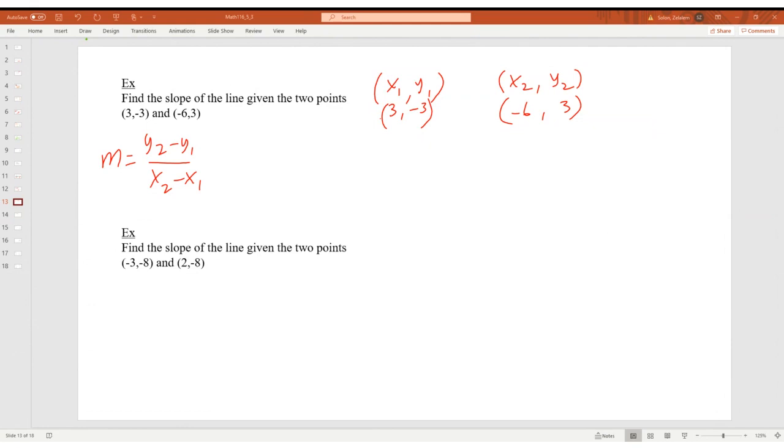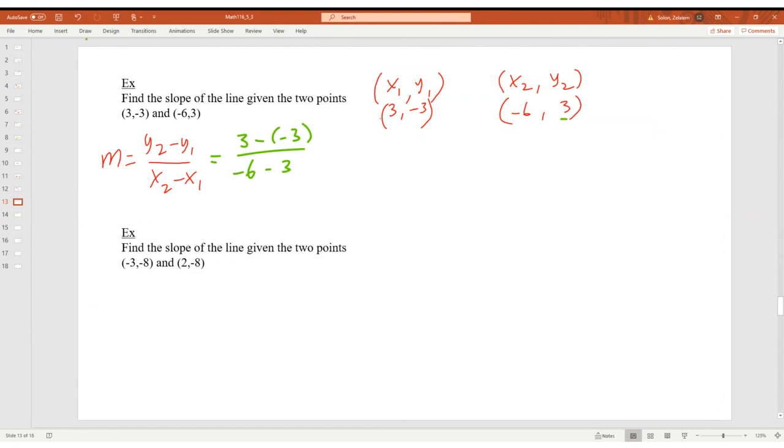Okay, now let's do this problem. So it seems like we have 0 and -2. So let's see. Now, if you see here, y2 is 3. So y2 is 3 minus y1 is -3. So minus 3 divided by x2 is -6 and x1 is -3. Sorry, 3 minus 3. x2 -6 minus 3, which is x1.